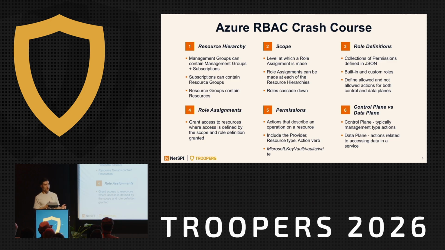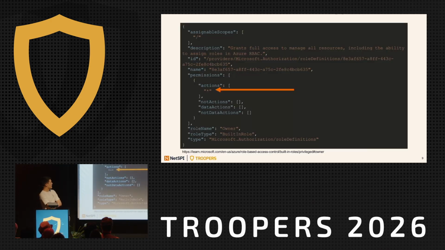Whereas data actions, where say we're accessing a key vault secret, those are going to be defined and allowed via data permissions or the data plane, right? So this is kind of an example of the specific permissions and the difference between the control plane and then the data plane, right?